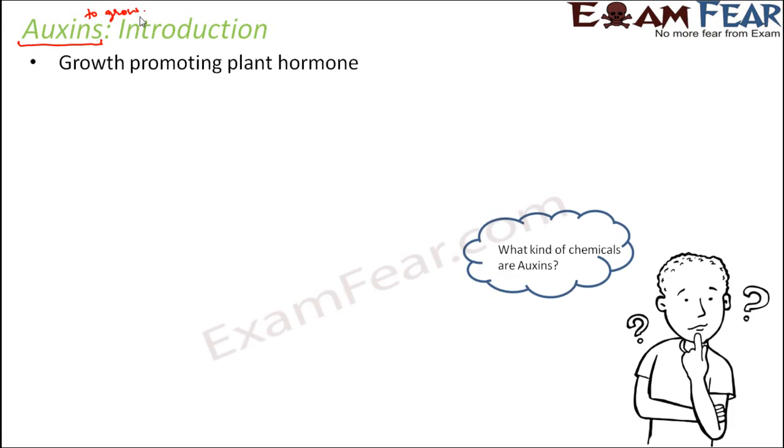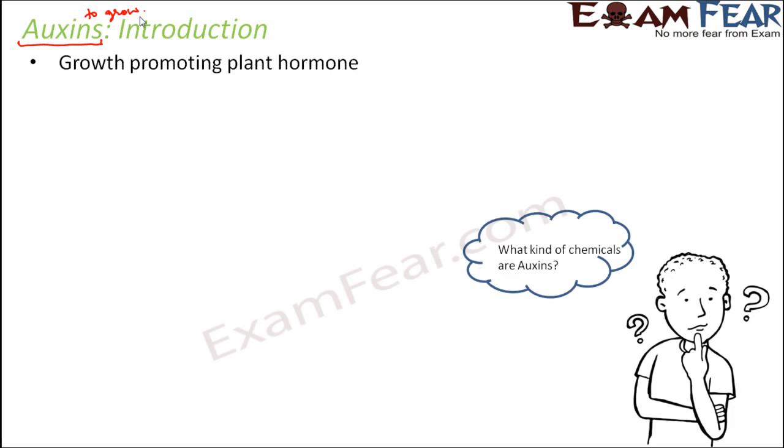So let us start our discussion with the first plant hormone, that is auxin. What does the term auxin mean? Auxin is a Greek word which means to grow. Since it is a growth promoting hormone, it will allow the plant to grow. That is why it has been named auxin, that is, to grow. So it is a growth promoting plant hormone, as I said.